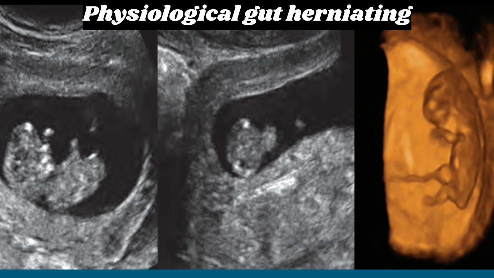Now we will discuss some physiological changes in the embryo. Now this is the physiological gut herniation. This is a sagittal image of the embryo that shows a focal rounded solid structure protruding from the anterior form of the abdomen at the expected site of the umbilical cord insertion.